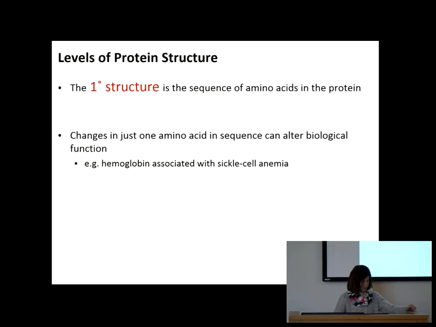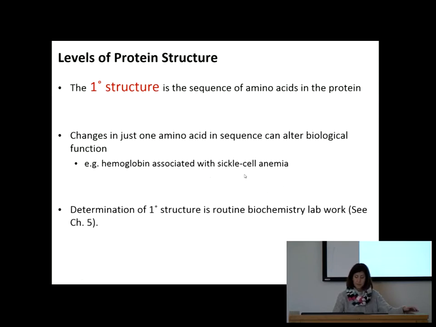How long do normal cells survive? Does anybody know? Yeah, about 90 to 120 days, where a sickle cell anemia cell only lasts 10 to 20 days. So that's not a good thing to have. And that's just one change in amino acid sequence, causing it to go from a charged amino acid to a nonpolar amino acid.